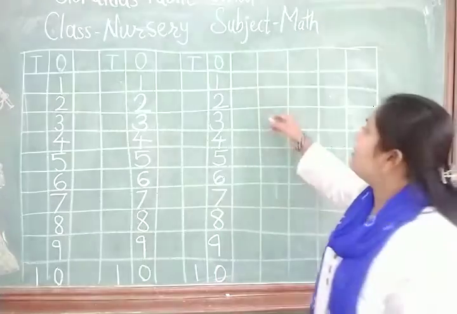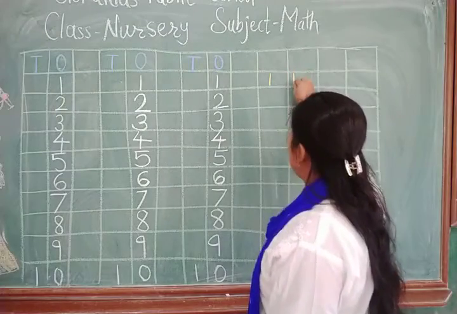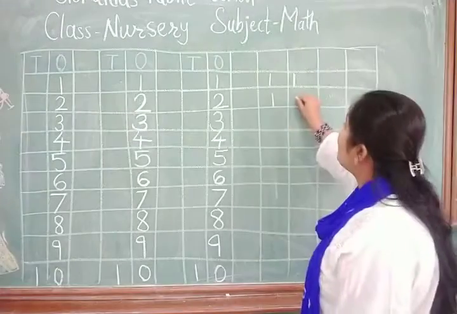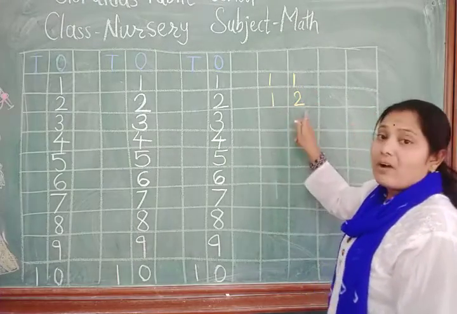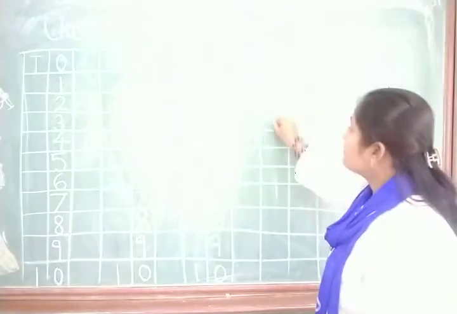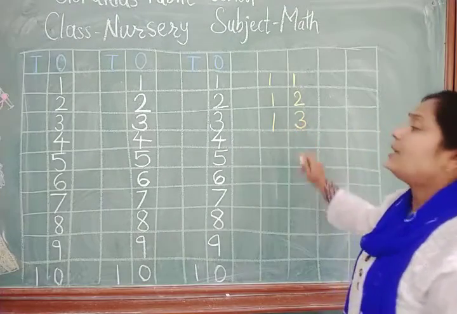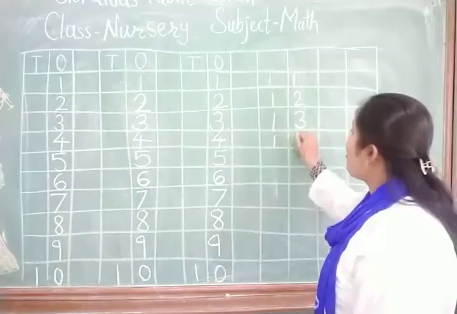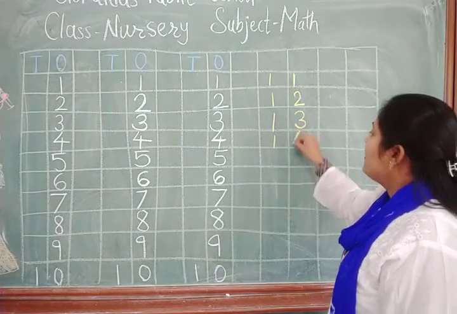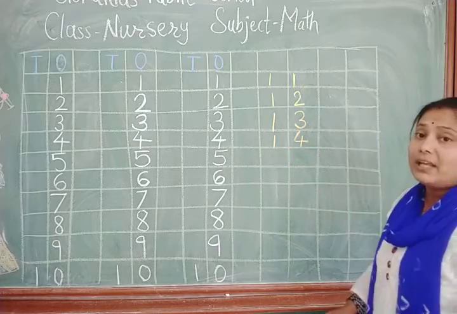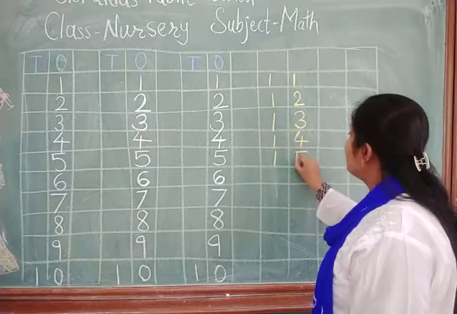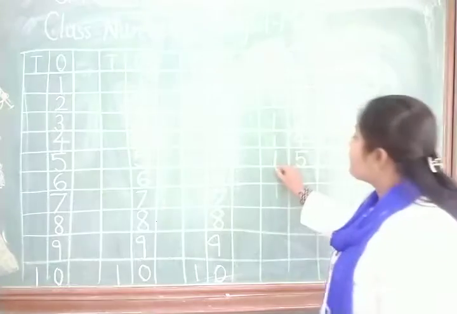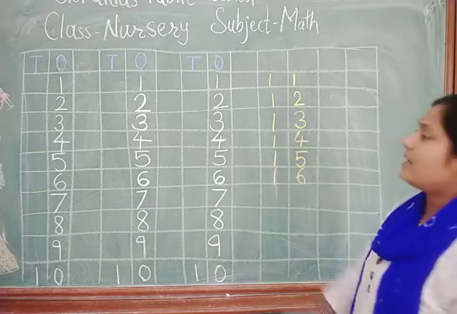Then after number 10, 1, 1, 11. 1, 2, 12. 1, 3, 13. 1, 4, 14. 1, 5, 15. 1, 6, 16.